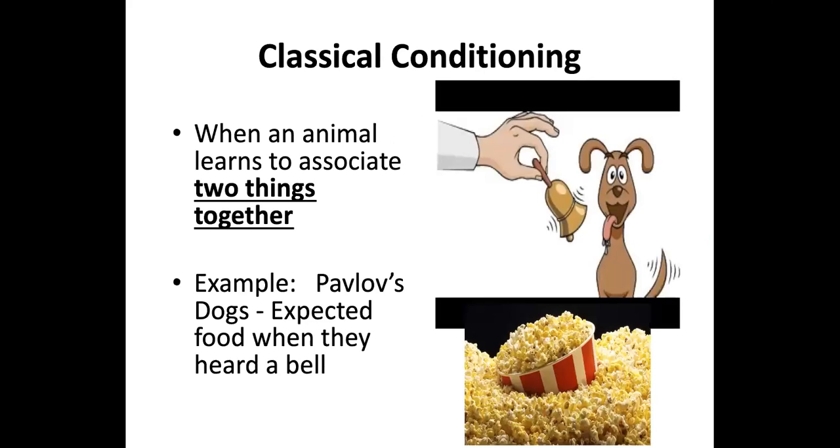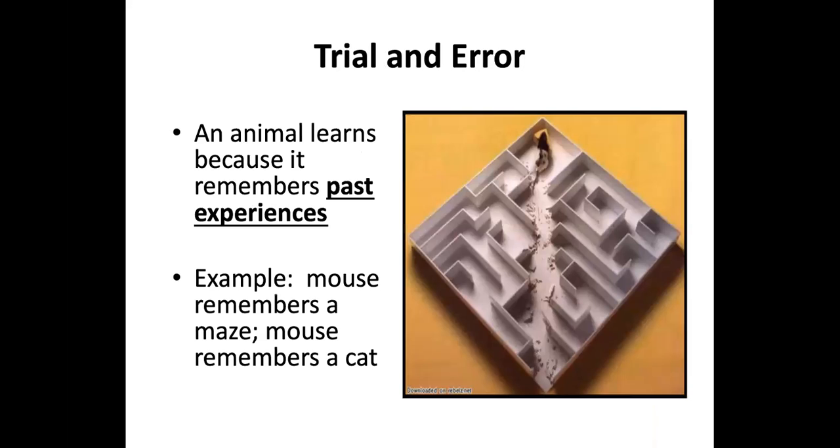Next one is classical conditioning. This is when an animal learns to associate two things together. The best example of this is Pavlov's dogs. Anybody ever hear of that before? They expected food when they heard a bell. Pavlov would ring a bell, and in turn the dog expected to get food, so the dog would salivate, because they expected to get food when the bell rang.